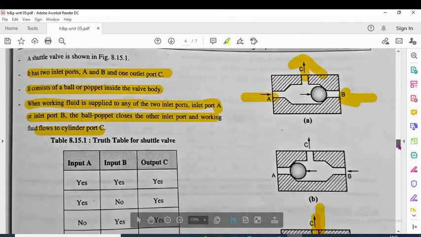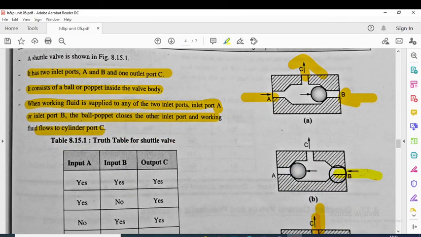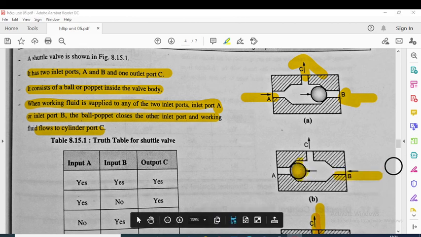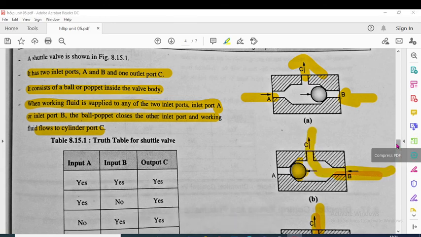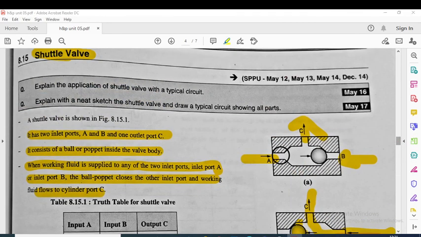And if it is only this port B where inlet air is coming, at this time this poppet closes this port A and the air from port B goes out to the cylinder by the cylinder port C. Similarly, when only port A has inlet, at that time this poppet closes this inlet B and air from this port A can move through the cylinder port C here.